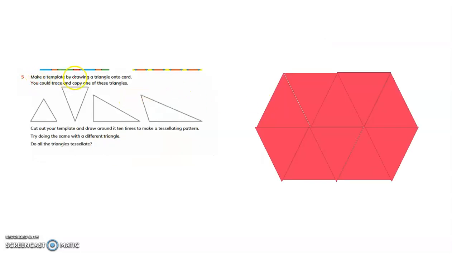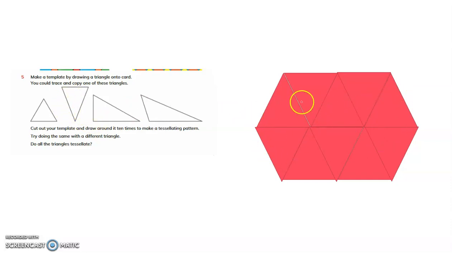Now make a template by drawing a triangle onto a card. Here is a sample picture of a template. You could trace and copy one of these triangles, cut out your template and draw around it 10 times to make a tessellating pattern. See, here you can see a tessellating pattern. I have used 10 triangles.